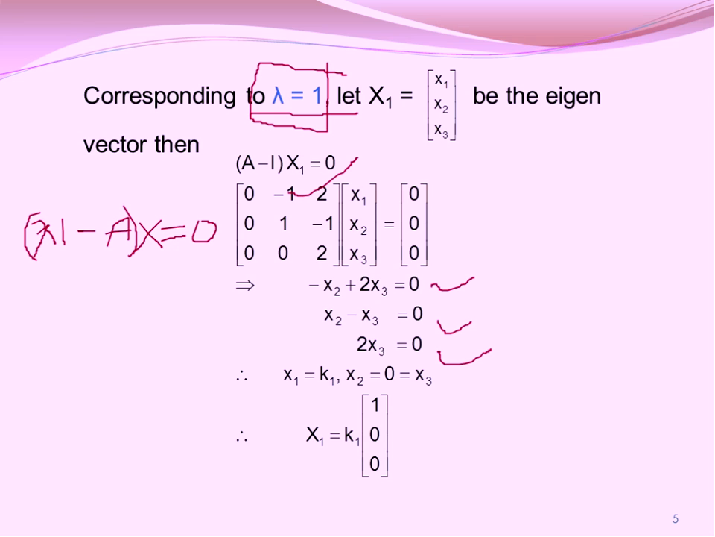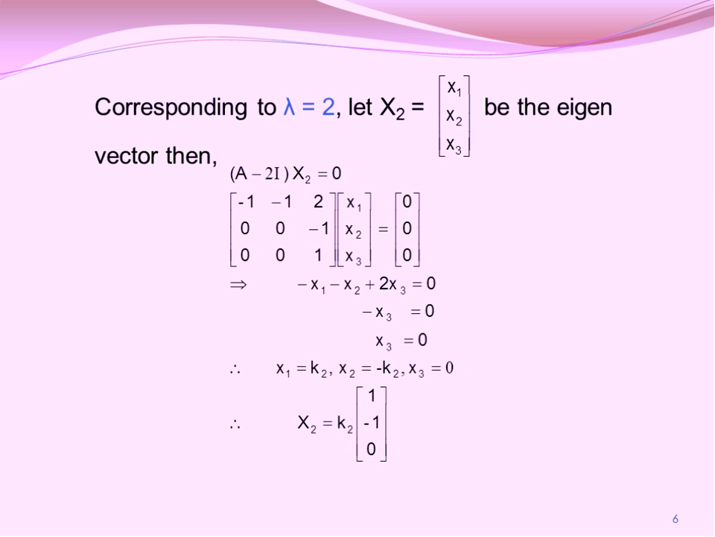We find this matrix and multiply, and we get three equations: equation 1, equation 2, and equation 3. Three equations, three unknowns, and solving these equations, we get the eigenvector. (1, 0, 0) is the eigenvector corresponding to lambda equal to 1.